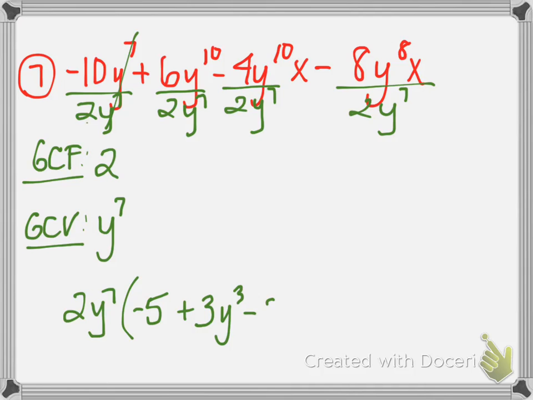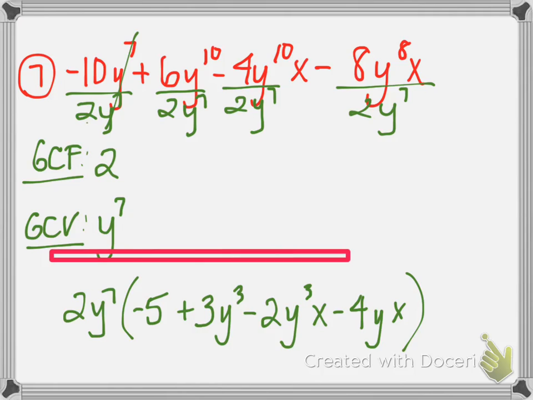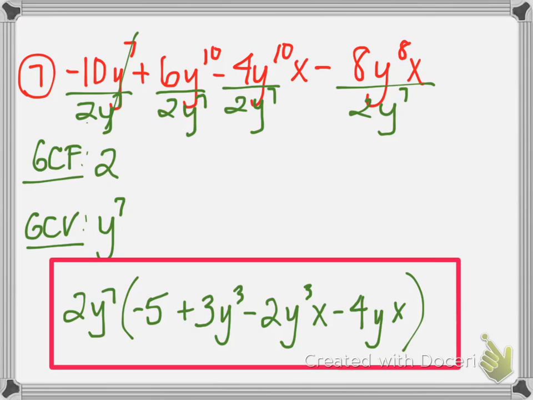Negative 4 divided by 2 is negative 2. Y to the 10th over y to the 7th, subtract, 10 minus 7 is 3, and the x remains there. Negative 8 divided by 2 is negative 4. Y to the 8th over y to the 7th, 8 minus 7 is 1, so I can put in the 1, or you don't have to, we get just the y, and then the x also stays there. And here's the solution to number 7.